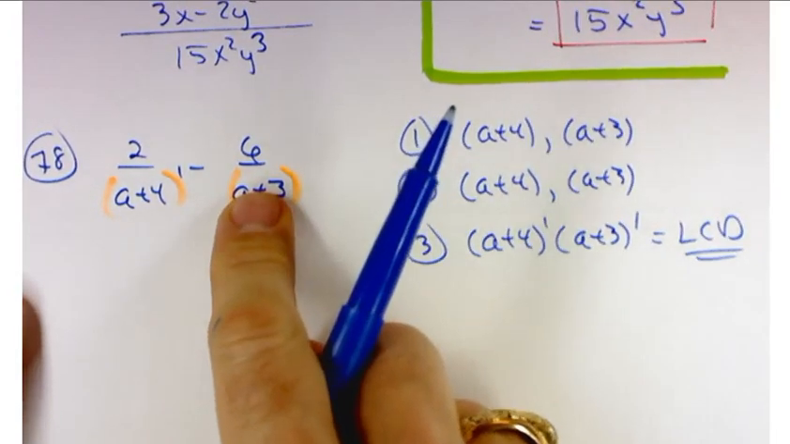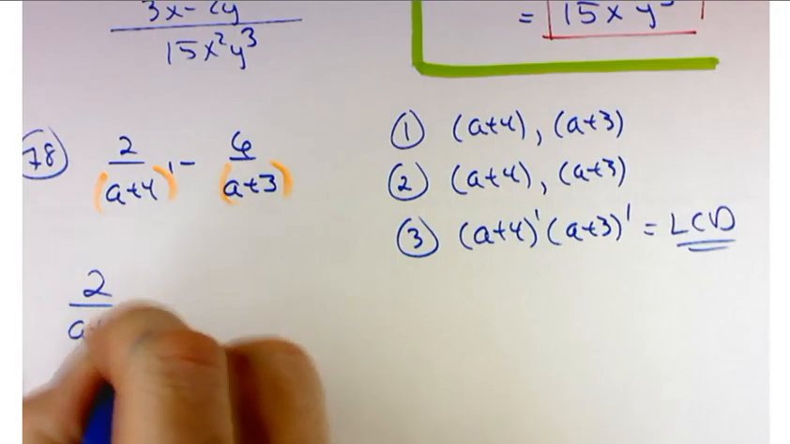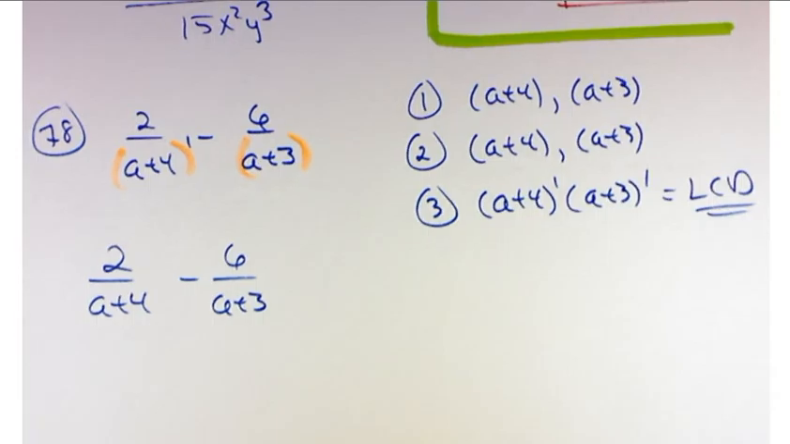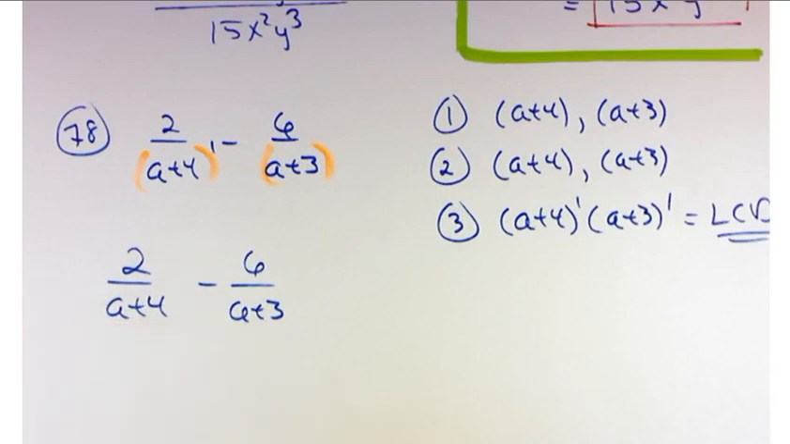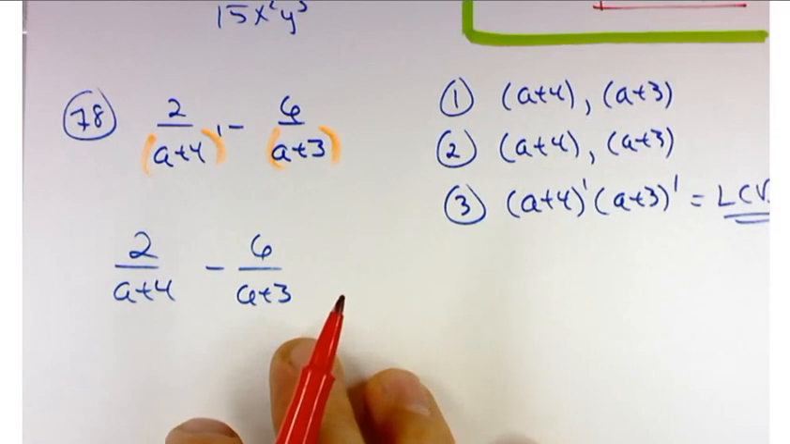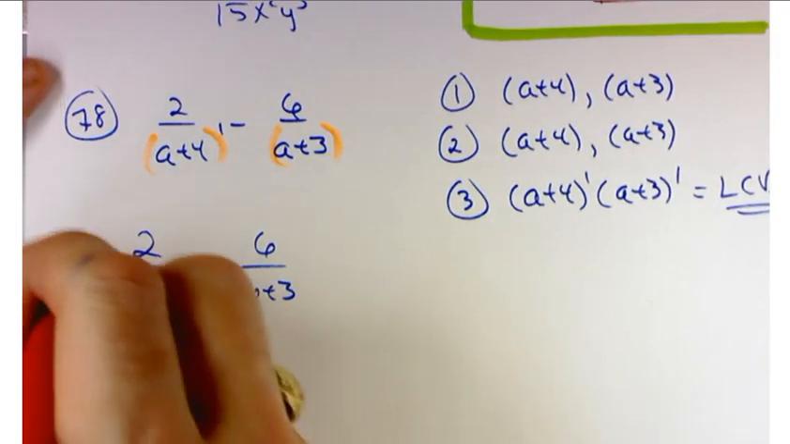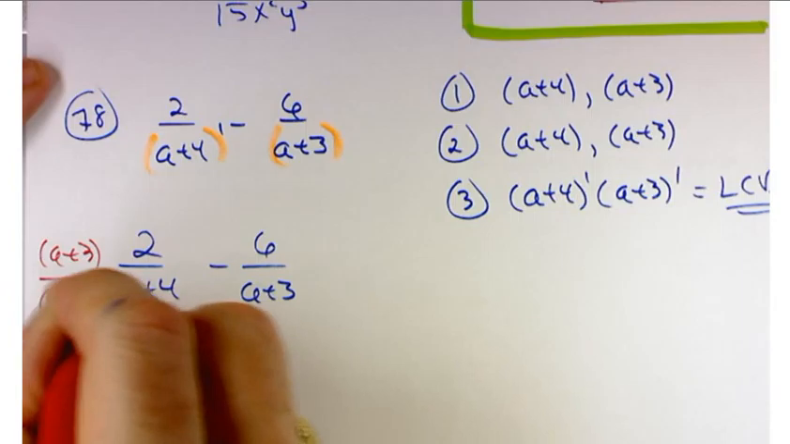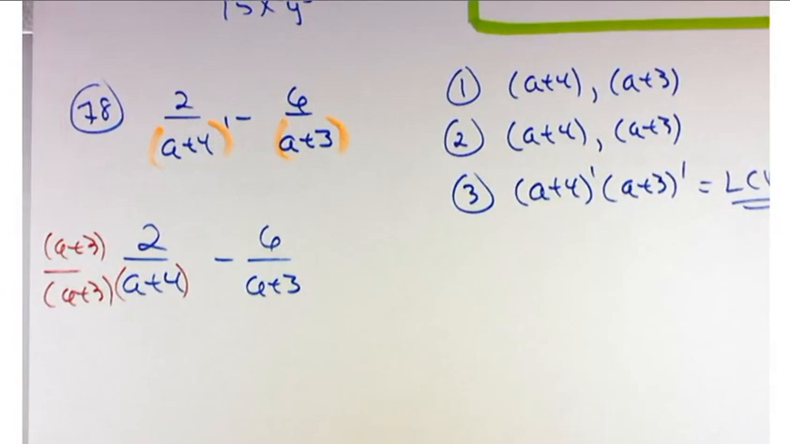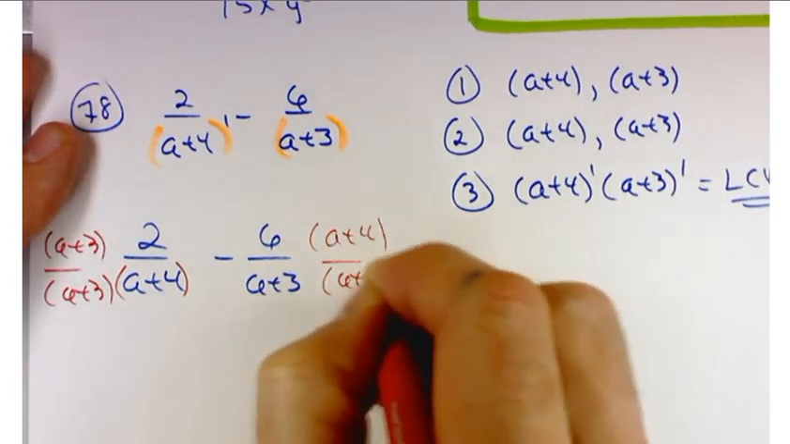Next job, though, is to convert to have the LCD. So let's work on that. What do I have to multiply the first one by to get the LCD? Good. A plus 3 over a plus 3. How about the second one? Thank you. A plus 4 over a plus 4.